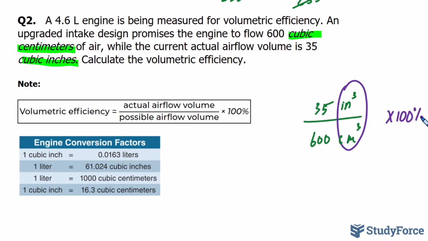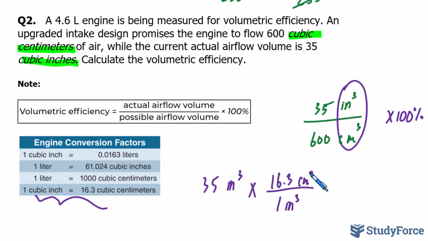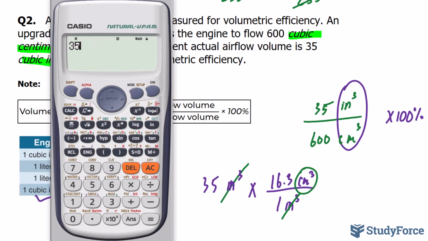Let's change 35 cubic inches into cubic centimeters. And we'll use this conversion factor chart here. So we have 35 cubic inches, and we'll multiply this by, we have cubic inches to cubic centimeters right there. So I'll put 1 cubic inch at the bottom, and at the top I'll write in 16.3 cubic centimeters. And what this will do is cancel out the cubic inches, leaving us with an answer in cubic centimeters once we multiply those two numbers. And when we do, we end up getting 570.5.